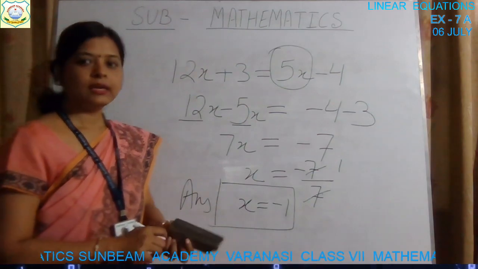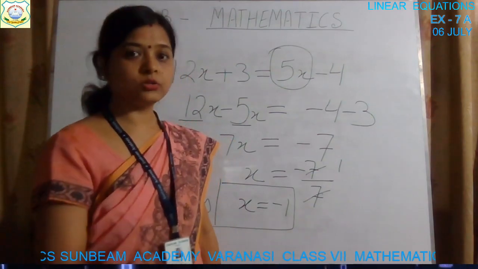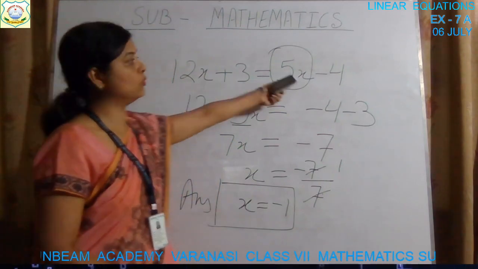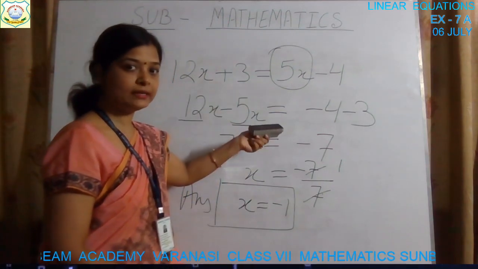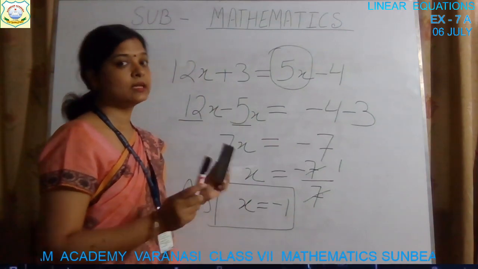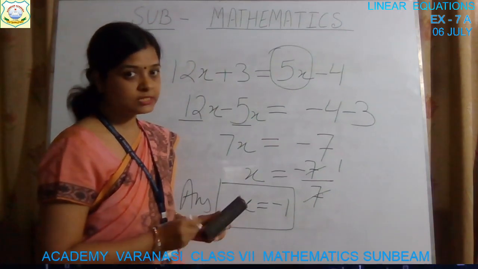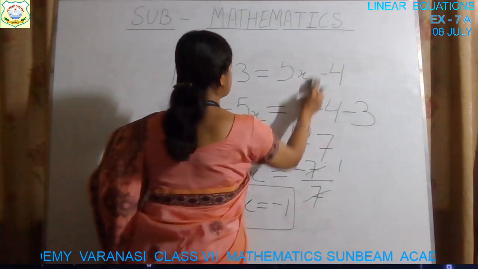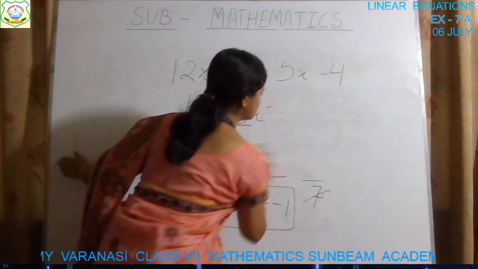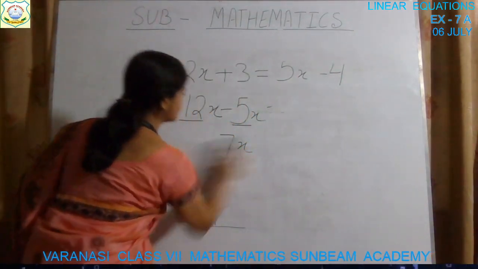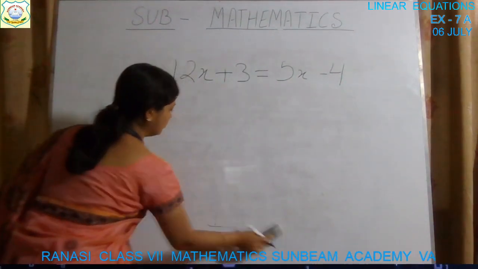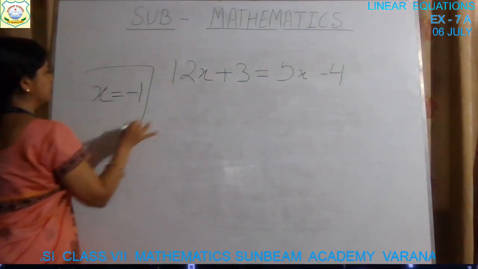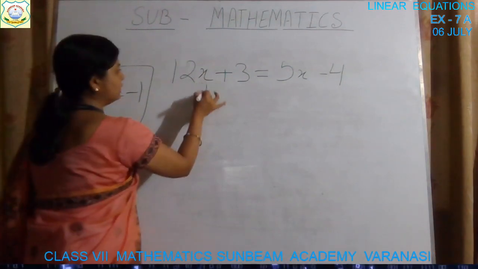So children, in the same way you can check it also. How will you check it? Put the value of x as minus 1 on both sides, and then you will find that the value of x is correct. Let me show you once again, children. What is the value of x? Through this transposition method, we find that the value of x is equal to minus 1. Now put the value of x as minus 1.